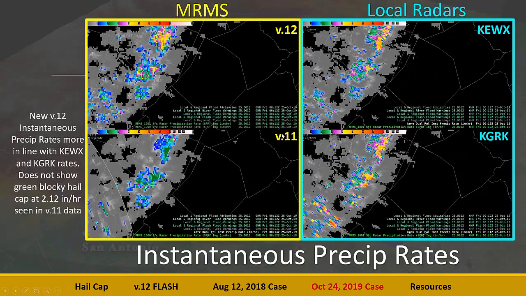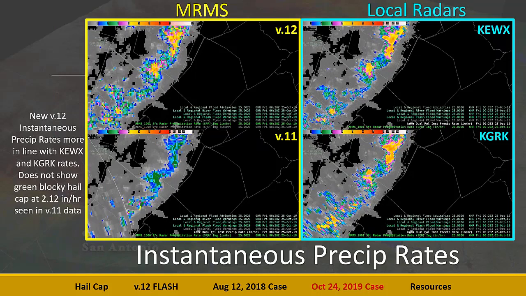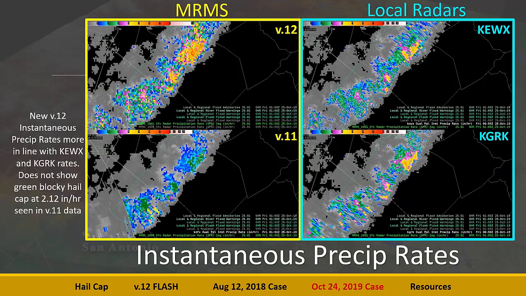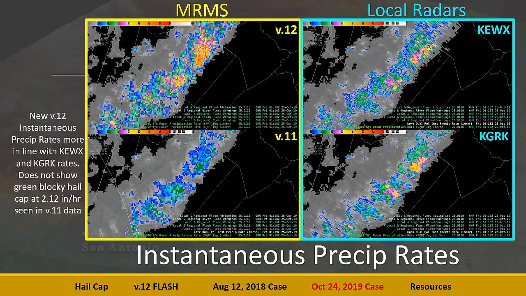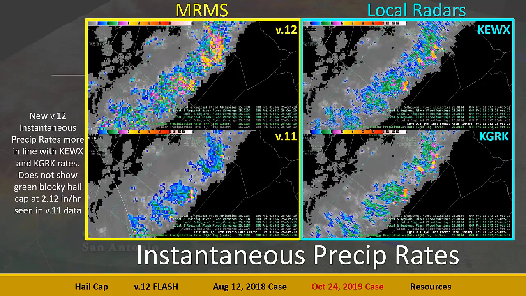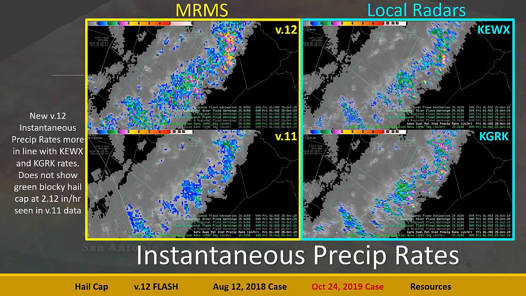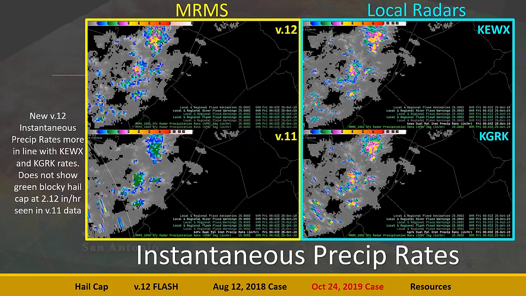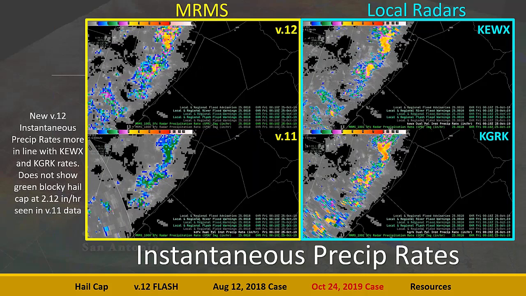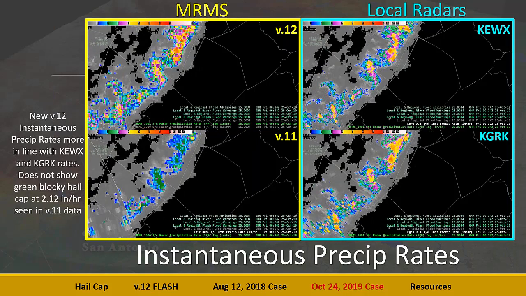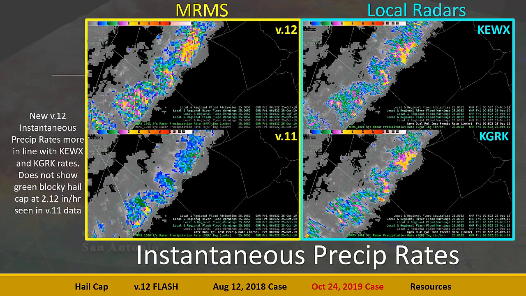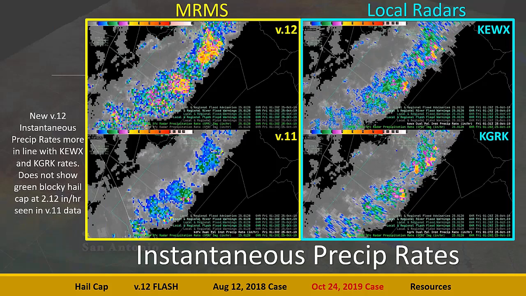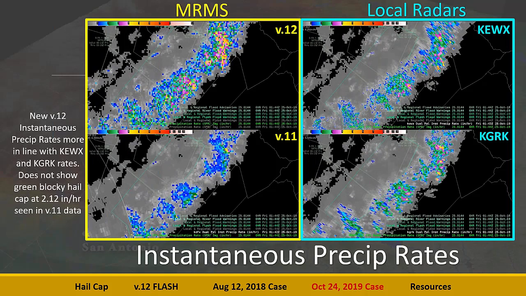Okay, so let's skip now to the second event, which is now after we figured out this issue. We now have both version 11 and version 12 of MRMS Flash going into our office. And now you can kind of see the differences between the MRMS values on the left of the old and the new version and our local radar. So this is looking again at that very critical instantaneous precip rate product. On the left, you can see those blocky green areas on the bottom, and that again is that cap, that 2.12 inches of rain per hour.